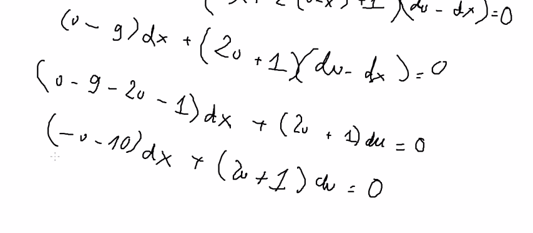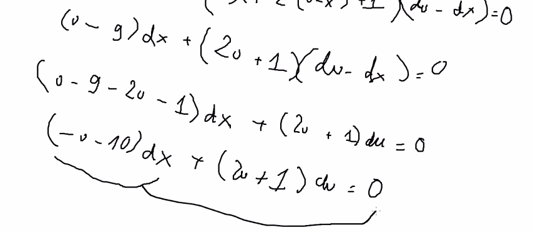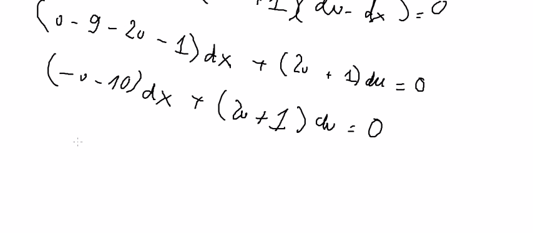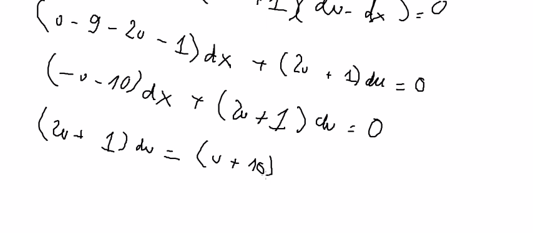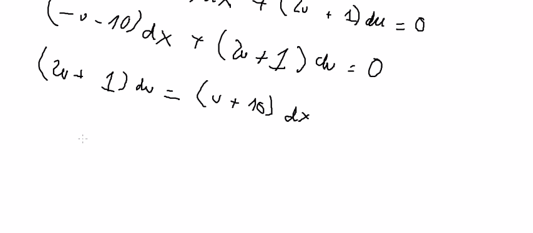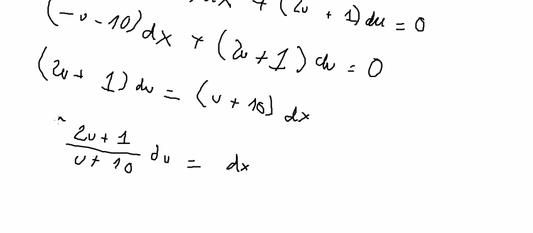So I put this one to the right. So you get 2u plus 1 du equals u plus 10 dx. Later we divide both sides with u plus 10. After that, we put the integral sign for both sides.